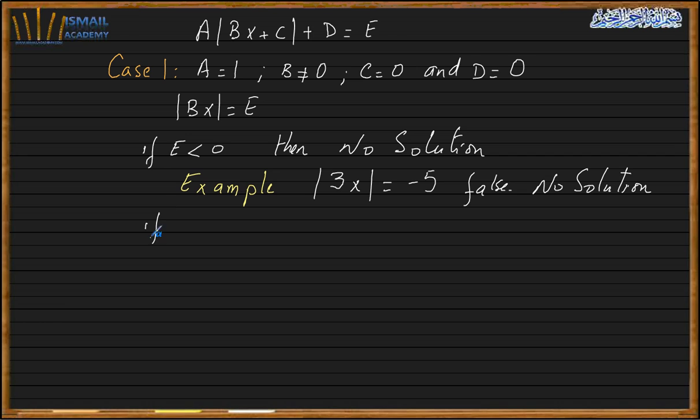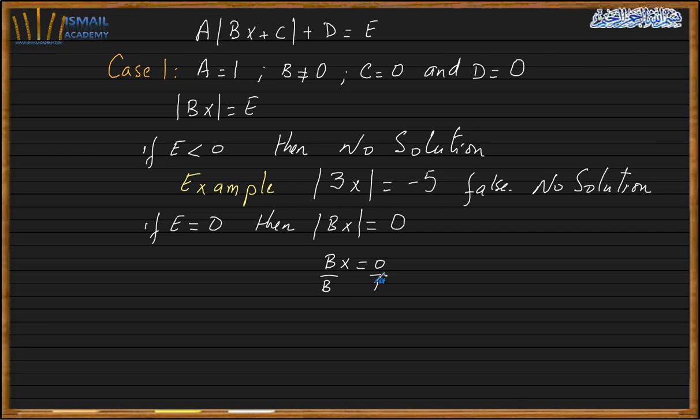Second case, if e is equal to 0, then absolute value of bx will be equal to 0. The only value that makes absolute value equal 0 is 0. So what do you conclude? bx equals 0. Then you solve as a linear equation: divide both sides by b, and you end up having x equal 0.